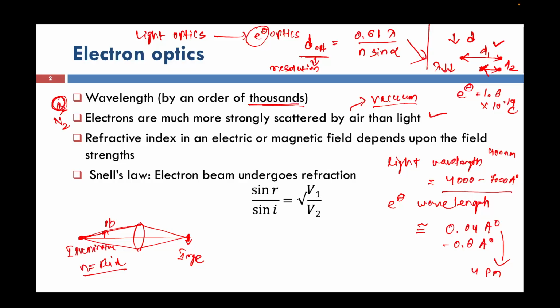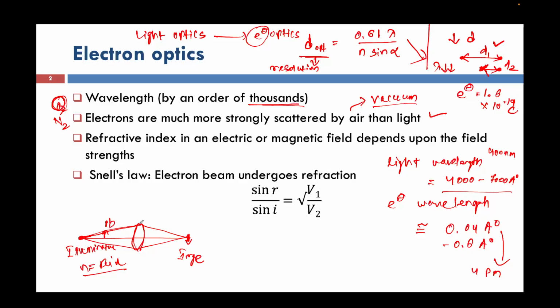So this refractive index was working in light optics microscopy. The refractive index of the lens we are calculating is of a physical lens. However, in electron optics there is no physical lens present here. So the refractive index in an electric or magnetic field depends on the field strength. If you are applying a very high field strength, then your electrons will be refracted strongly. If you are applying a very low field strength, then your electrons might be refracted weakly, right?